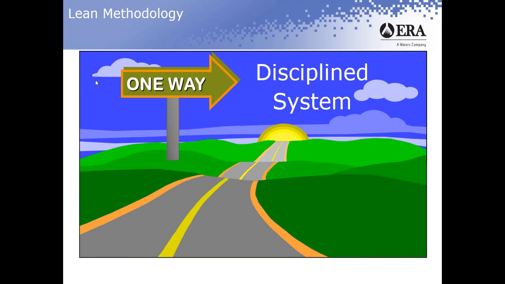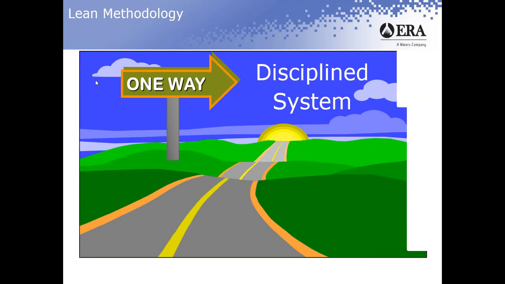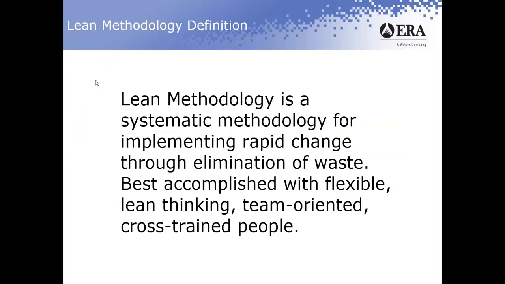All right. Lean is basically a disciplined system. In other words, there are tools that you have to use and there's waste that you're going to have to go after. A definition is that it's a systematic methodology for implementing rapid change through elimination of waste. It's best accomplished with flexible, lean-thinking, team-oriented, cross-trained people. The key here is team-oriented and cross-trained people. It's not something that you just go out and say, hey, we're going to implement lean. You really need to educate your folks, get everybody buying into it, and train them to understand the various lean tools.